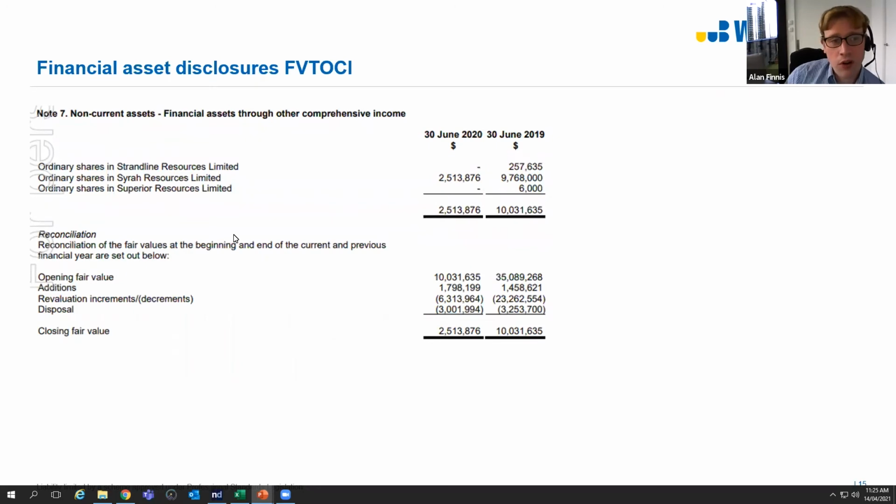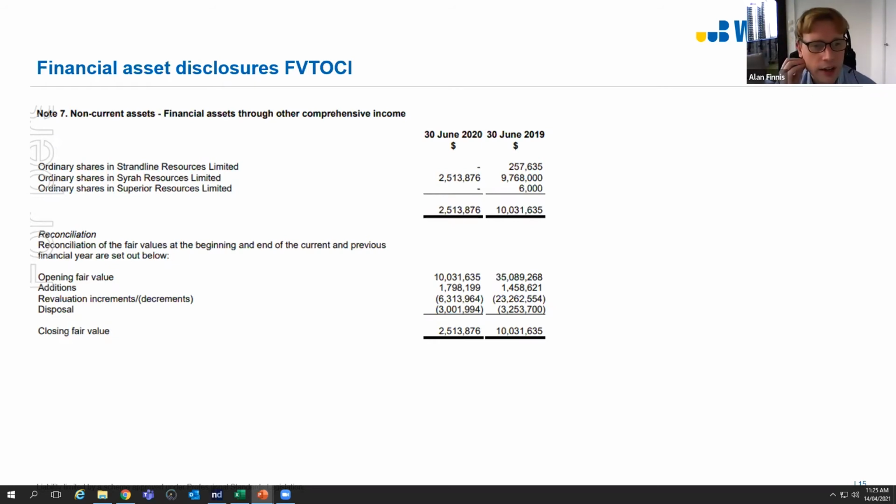In terms of the financial investments, what I wanted to focus on are the disclosures for other comprehensive income. For the disclosures through P&L, it's quite straightforward. You would just see your gain or loss going through above the line in the P&L, and your corresponding gain or loss increasing or decreasing the value of your asset.